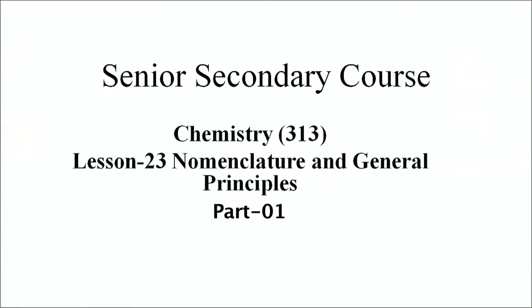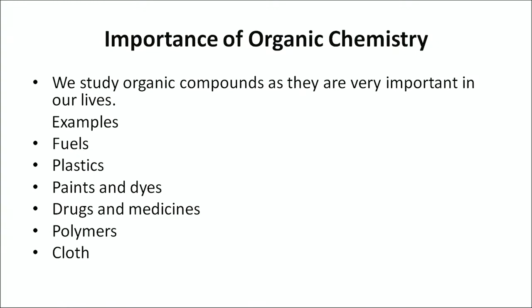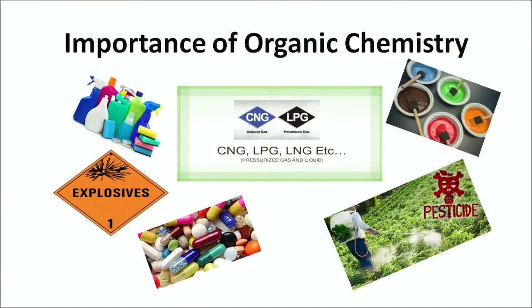Today we are going to discuss Lesson 23, Nomenclature and General Principles. At the end of this unit, you will be able to understand the importance of organic chemistry in our daily life, understand the word hydrocarbon, and classify hydrocarbons. Let us see how organic chemistry helps us in our daily life. It is found in fuels, plastics, paints, dyes, drugs and medicines, polymers, cloth, explosives, pesticides, etc. This picture is very clear and shows the application of organic chemistry in our daily life.